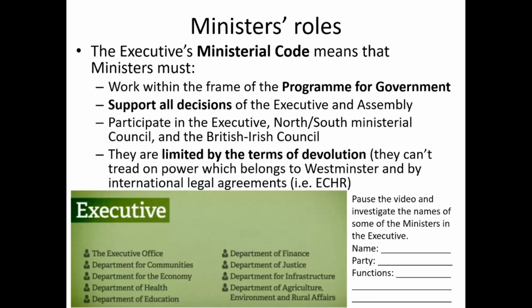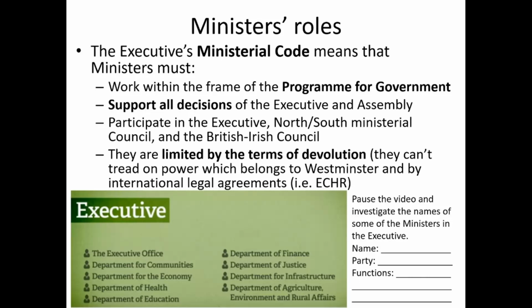So we have a list there on the bottom of the various ministries: communications, economy, health, education, finance, justice, infrastructure, and agriculture and environment. And those are filled by the D'Hondt system, just basically what it outlined in the video there. But there's also a few elements that each of the ministers has to agree to, or they lose their ministerial position. For example, they have to work within the framework of the programme for government.